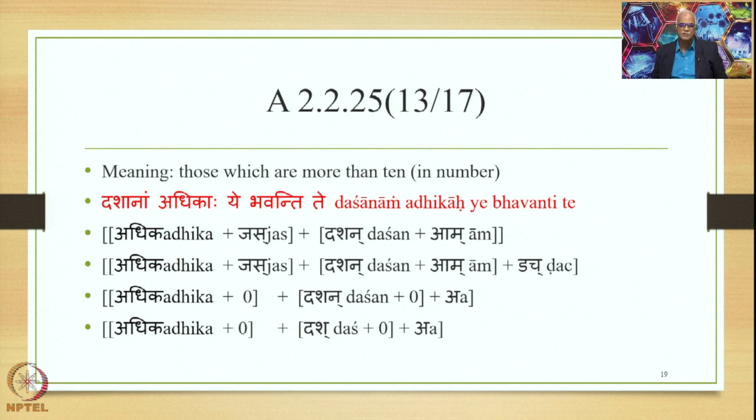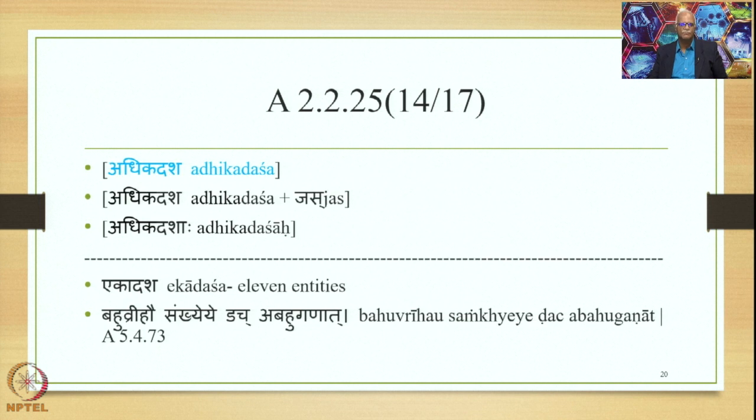So we have adhika plus jas plus dashan plus am plus dach, and then we get the pratipadika saudhnya, and then we apply the sutra supodhatu pratipadika yoho, and so we get adhika plus 0 plus dashan plus 0 plus a. And then we apply nastadhite, which deletes an of dashan. So we have adhika plus 0 plus dash plus 0 plus a. And when we join them together, we get the form adhika dasha. And then when we use it in the sentence, we get adhika dasha plus jas. And finally, we get adhika dashaha, which means ekadasha onwards, 11 entities. Here, the samasanta pratyaya dach is added by the sutra bahuvrīhi sankhyaye dach abahuganat.